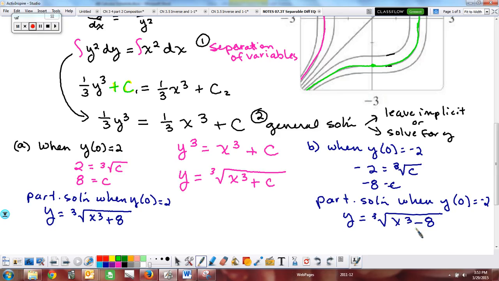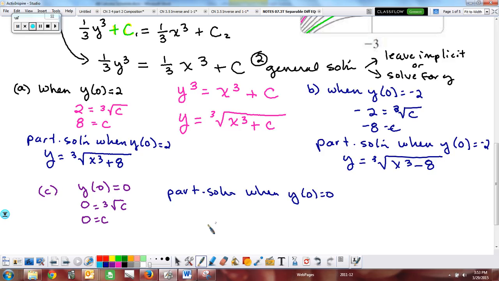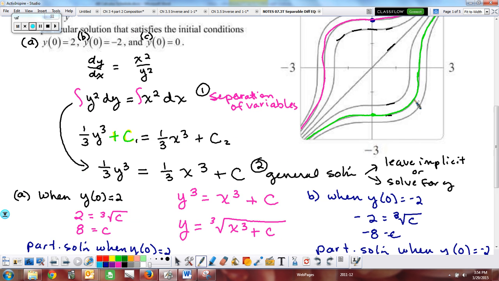Okay. And so, yeah, there's a little bit of a difference in between these. And the difference is they're not just vertical shifts of each other, because the constant is inside of the cube root. And then if we take a look at part C, that last one, in C we had y of 0 equal to 0. Well, if that's true, then our cube root of C ends up being equal to 0, so C is 0. When I put that back in for my particular solution, when your y of 0 equals 0, I end up with y equals the cube root of x cubed plus 0, which is really just the cube root of x cubed, which, hey, that's x. So my particular solution is really just y equals x to go through that line. And that's where this line is coming in here.